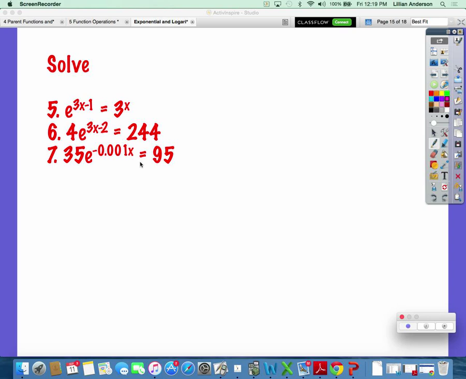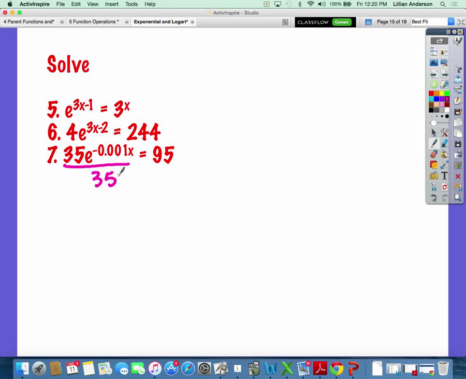I need to solve for x. What could I do? Careful. Divide by 35 first before you take the ln. So I have e to the negative 0.001x equals 19/7.